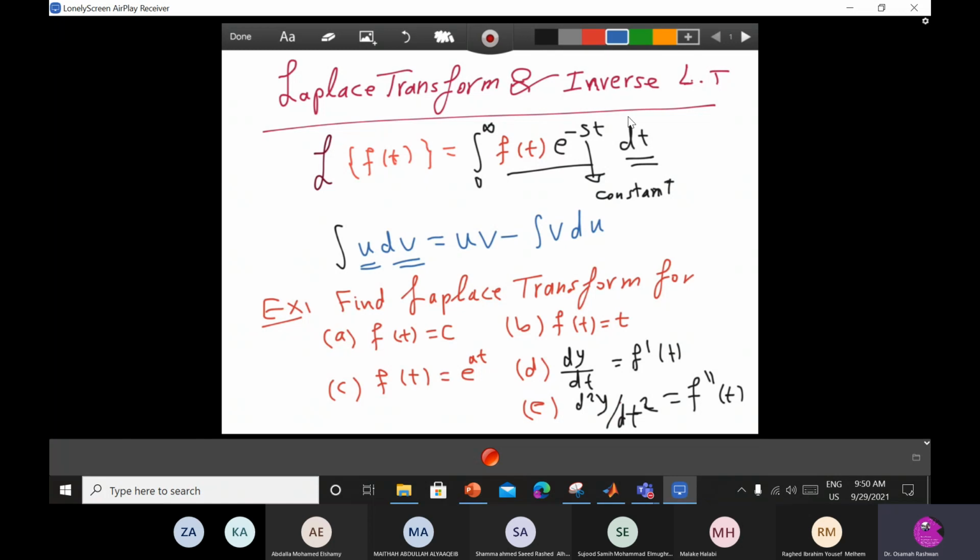I just remind you, we are going to find the Laplace transform for the function f of t equal to t. This is the formula of Laplace: I write the function and then multiply by e to the minus st, and I integrate with respect to t from 0 to infinity. Here I have my margin. I'm going to use integration by parts.